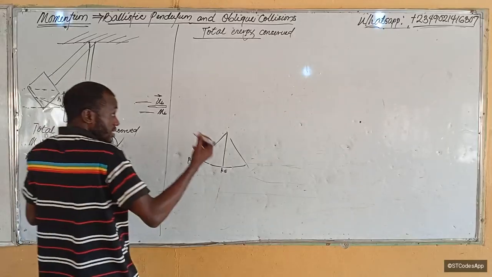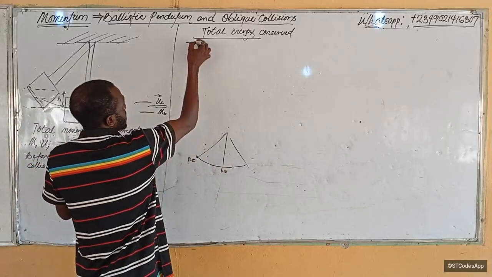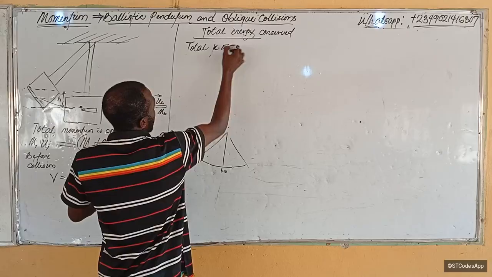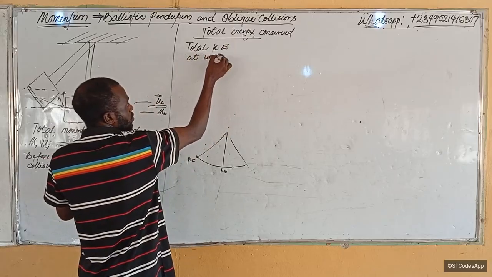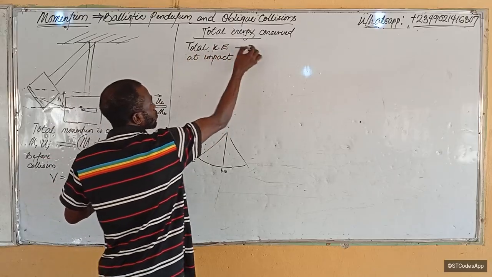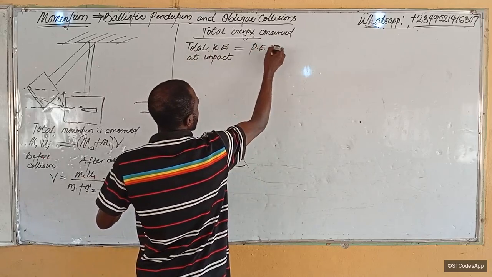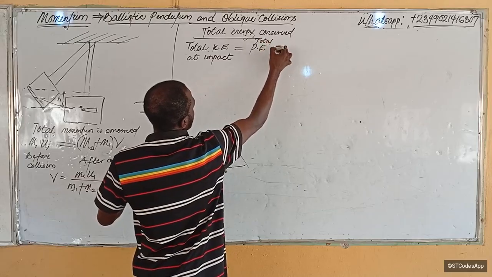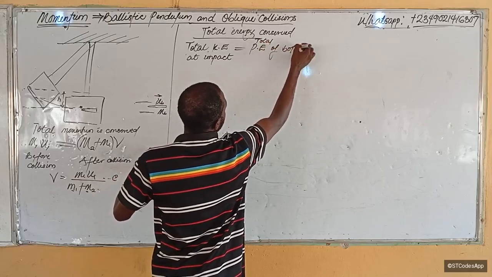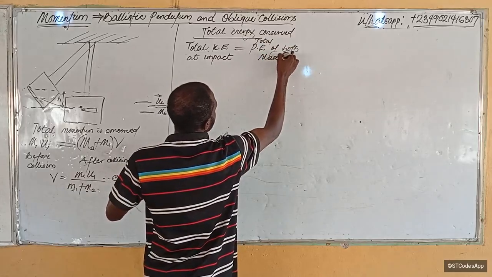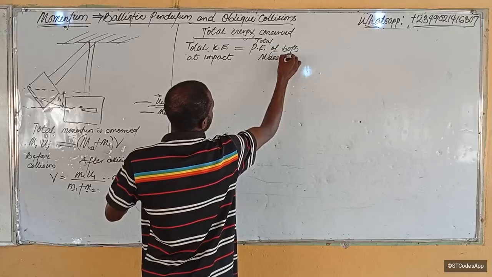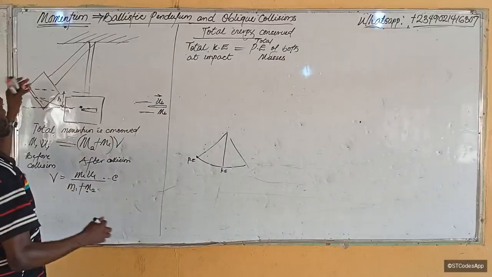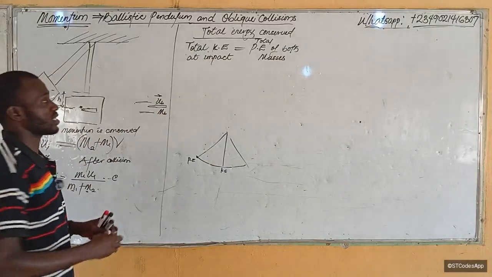All right, so we are still saying invariably that the total kinetic energy at impact, at the moment of impact, will be equal to the total potential energy of both masses. Do you understand now? The total potential energy of both masses. What do I mean by both masses now? The bullet is now inside the block, so both of them together, they will have a particular potential energy here.